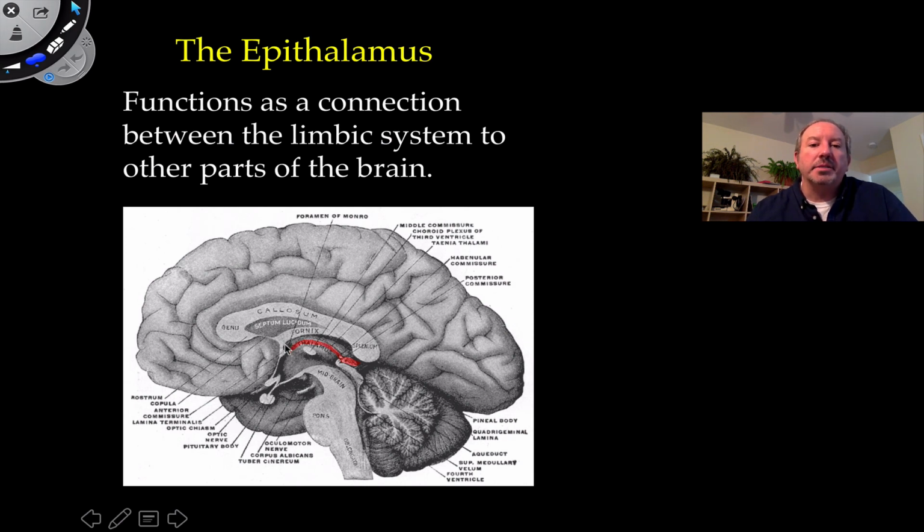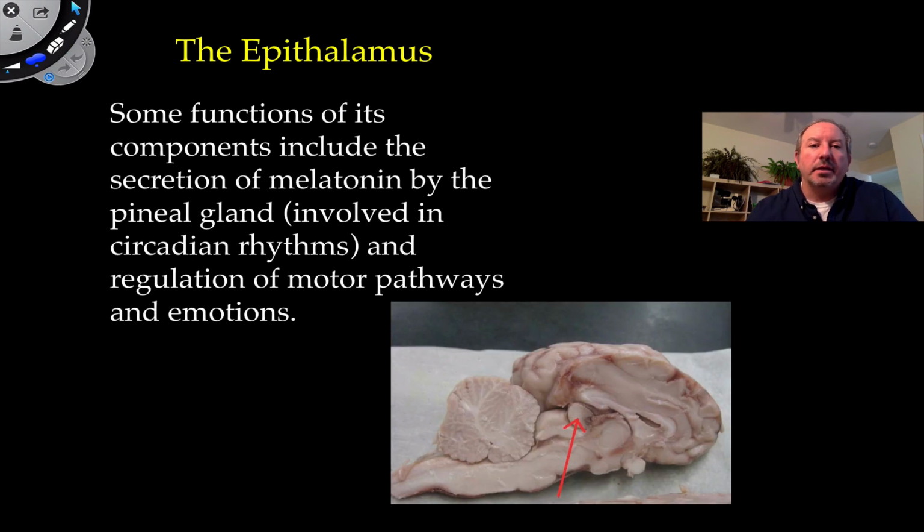Let's talk a little bit about the epithalamus. Okay, the epithalamus I mentioned before is upon the thalamus, and it functions as a connection between the limbic system and other parts of the brain. Some of its functions include the secretion of melatonin, if you're familiar with that. Melatonin is produced by the pineal gland, and it's involved in circadian rhythm, in other words, around-a-day rhythms having to do with regulating sleep.